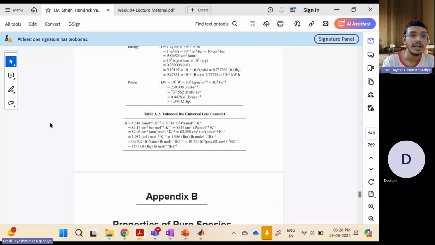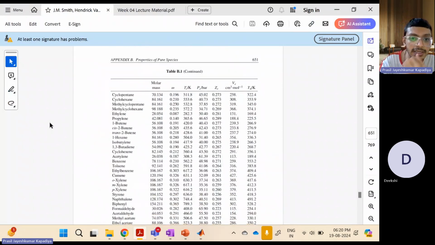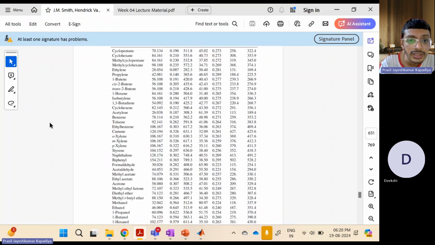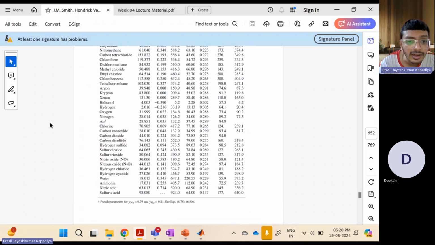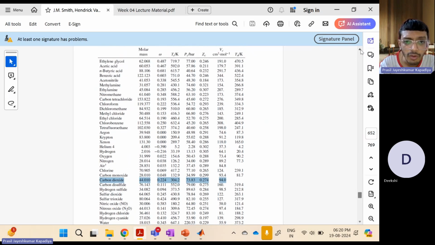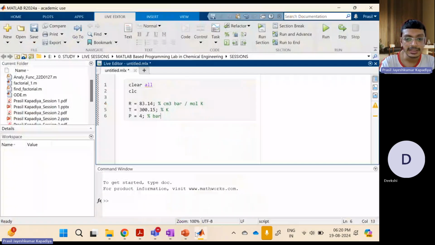So what you can do from this James Smith book is check Appendix B, that is for pure species, and search for carbon dioxide. Where is that carbon dioxide? Yeah, here is carbon dioxide. I will just highlight it. For carbon dioxide, 44 is its molecular weight. Omega we don't need. Tc is 304.2 Kelvin. It is the same exact value I have taken from here only.